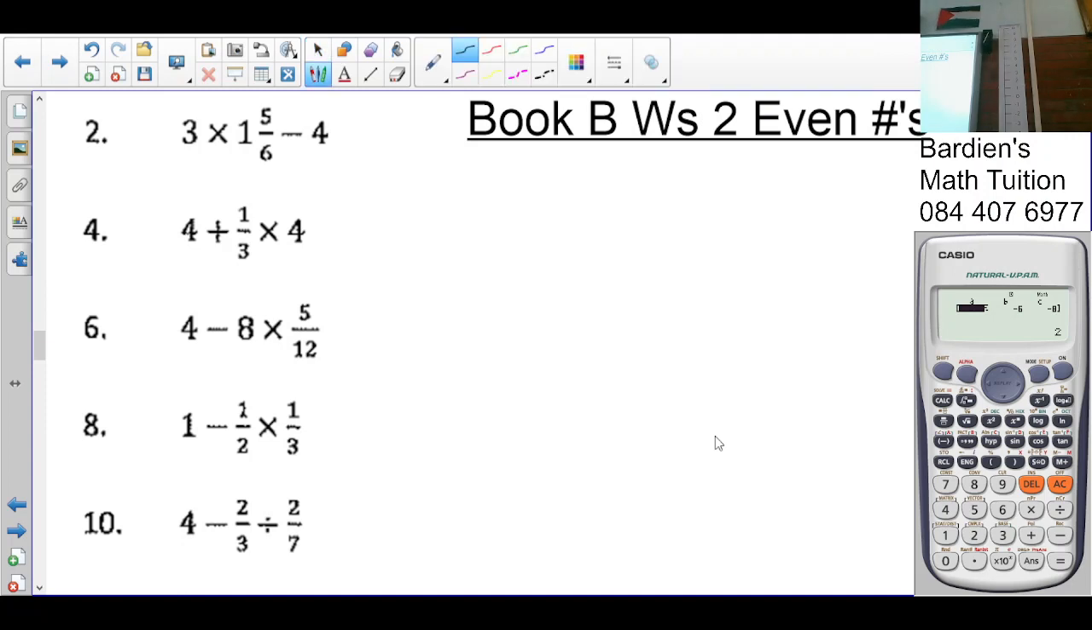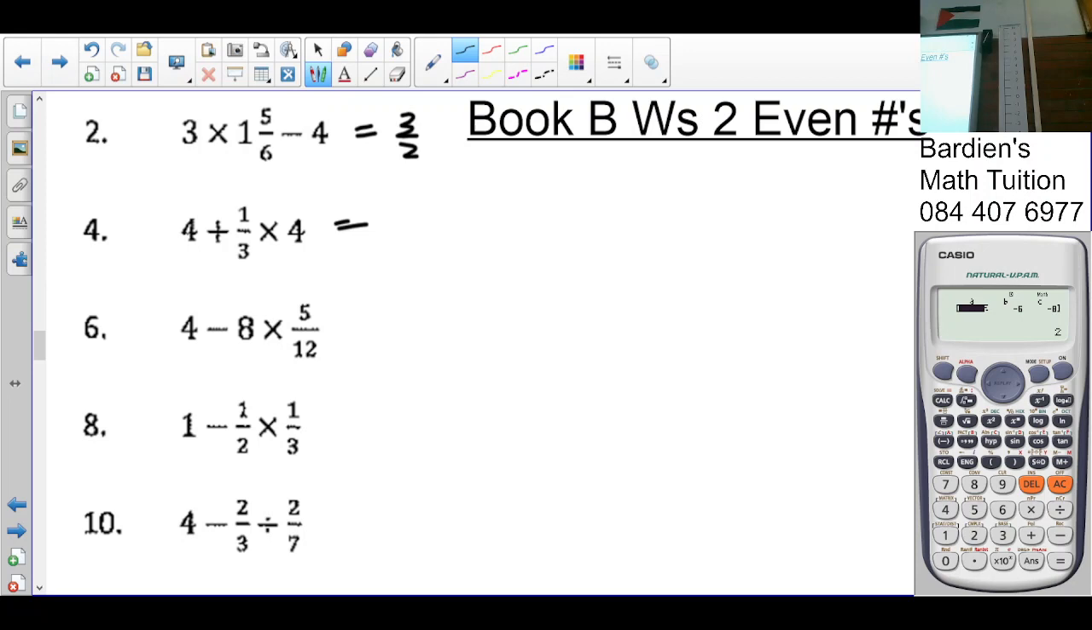Right, book B, worksheet 2, even numbers. Here we go. The first answer is 3 over 2. 3 over 2? Yes. Sorry, you got? What did you guys get? 3 over 2. Who got 3 over 2? Okay, now I feel better about myself.